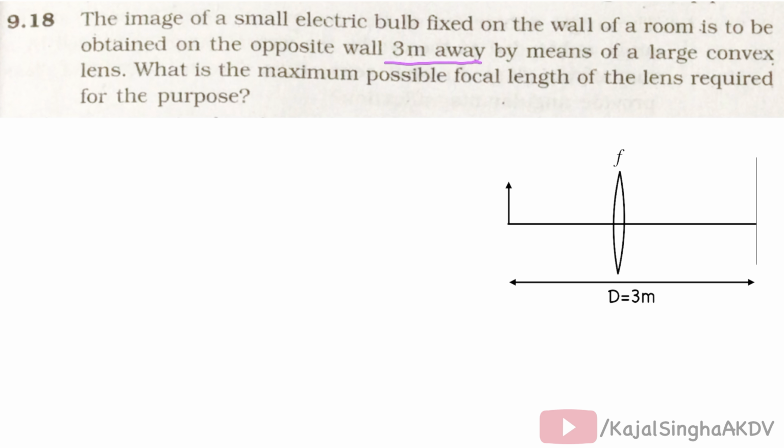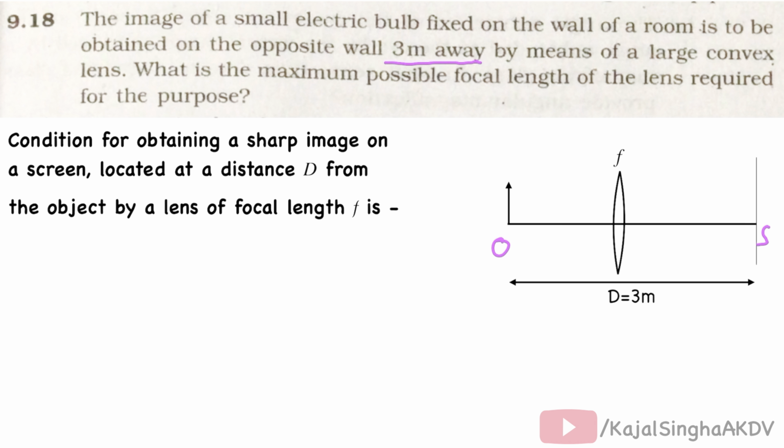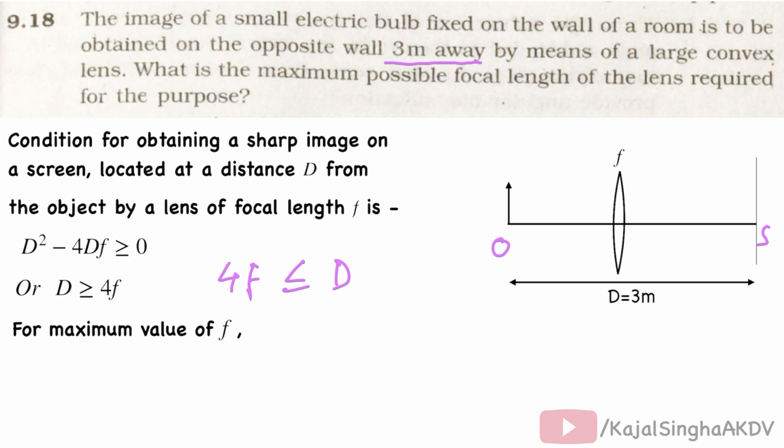When there is a fixed distance between object and screen, O and S, and we wish to obtain a sharp image on the screen by placing a convex lens in between object and screen, the focal length f must satisfy the condition that f must be less than or equal to D by 4. The condition for obtaining a sharp image on a screen located at a distance capital D from the object by a lens of focal length f is D square minus 4Df greater than or equal to 0, or D greater than or equal to 4f, or we can say that 4f must be less than or equal to capital D. Now for the maximum value of f, we must have f equal to D by 4, that is 3 by 4 meter or 0.75 meter.